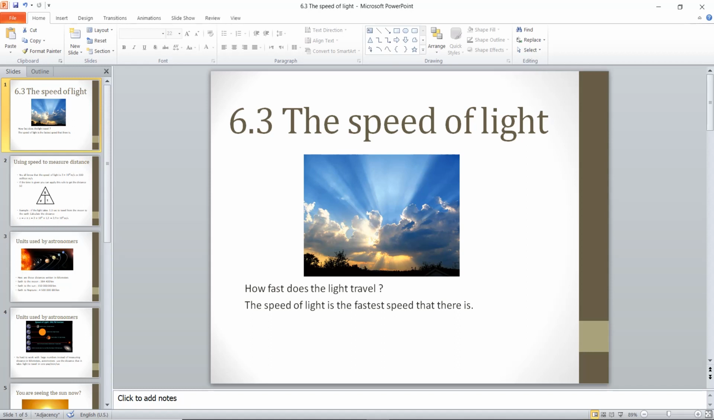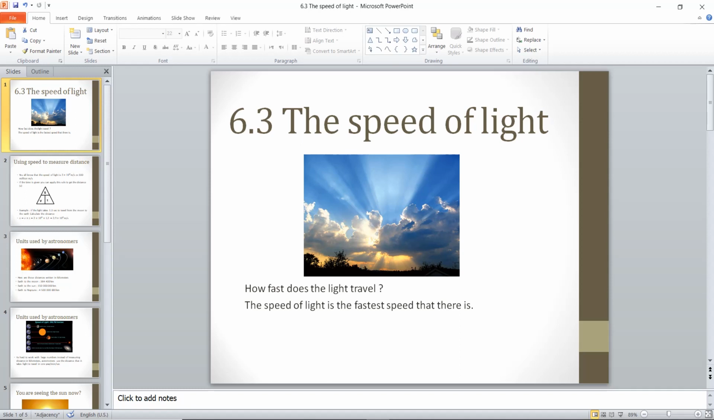Okay. And you all know that the particles of the light, or light as a wave, it's the fastest thing that the scientists observed or discovered, right? So how fast does the light travel? Of course, the speed of light is the fastest speed that there is. So till now the scientists didn't find a particle or a wave faster than the light.